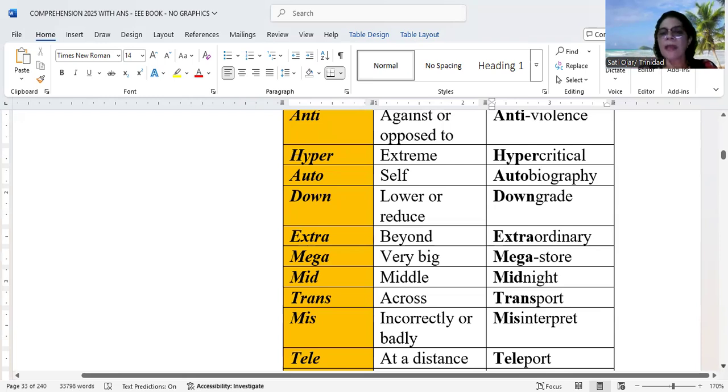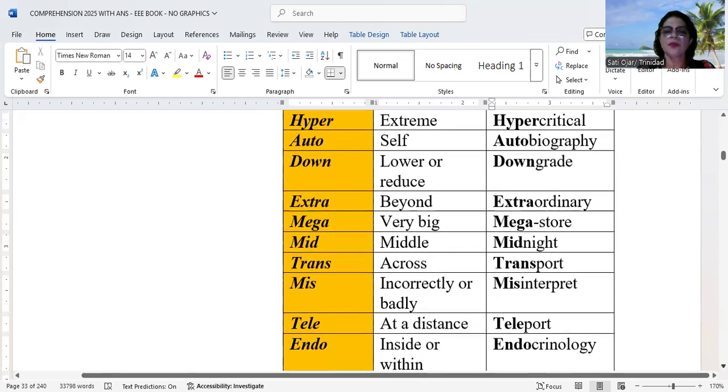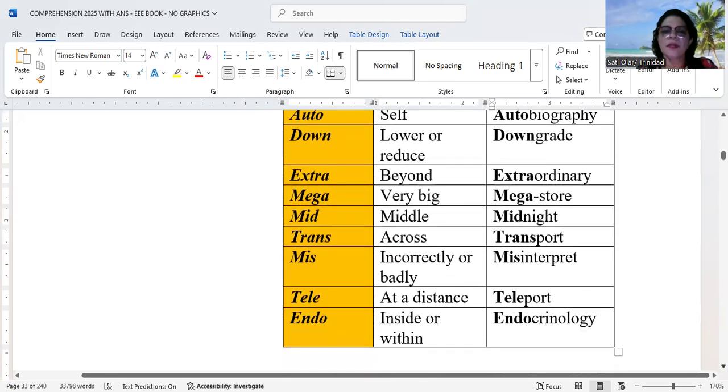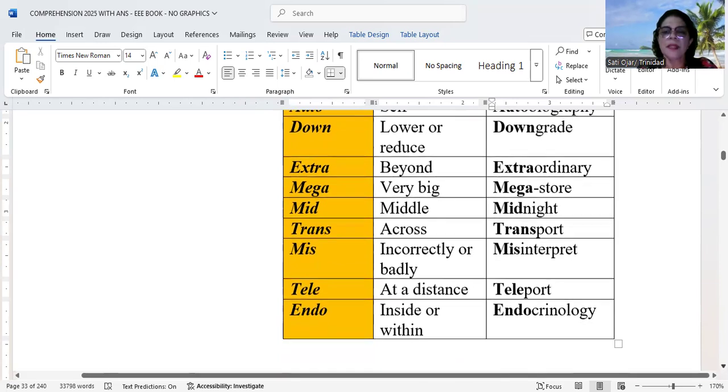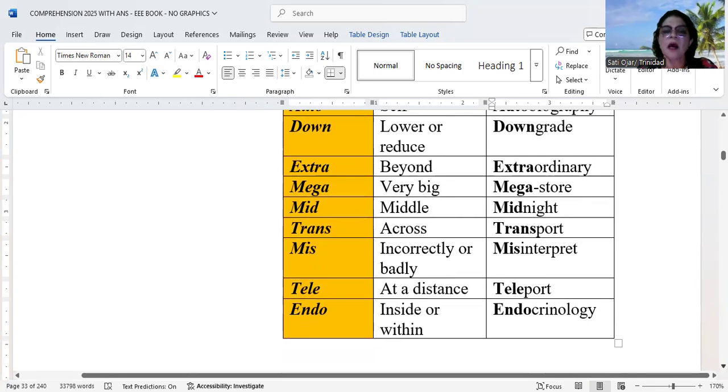Extra means beyond. So extraordinary means beyond ordinary. Mega means very big. Mid means middle. So midnight is middle of the night. Across is represented by trans. So transport is some machinery that helps us to move across spaces. Mis means incorrectly or badly. So misinterpret means to interpret badly or incorrectly.